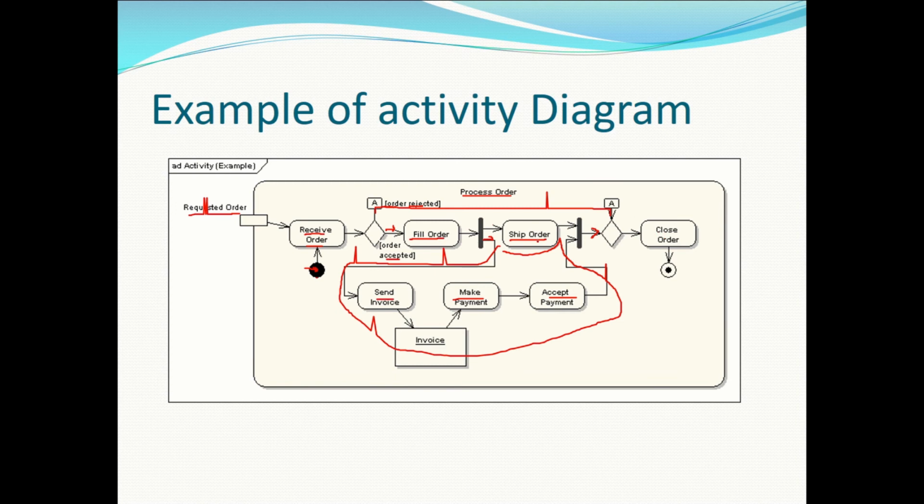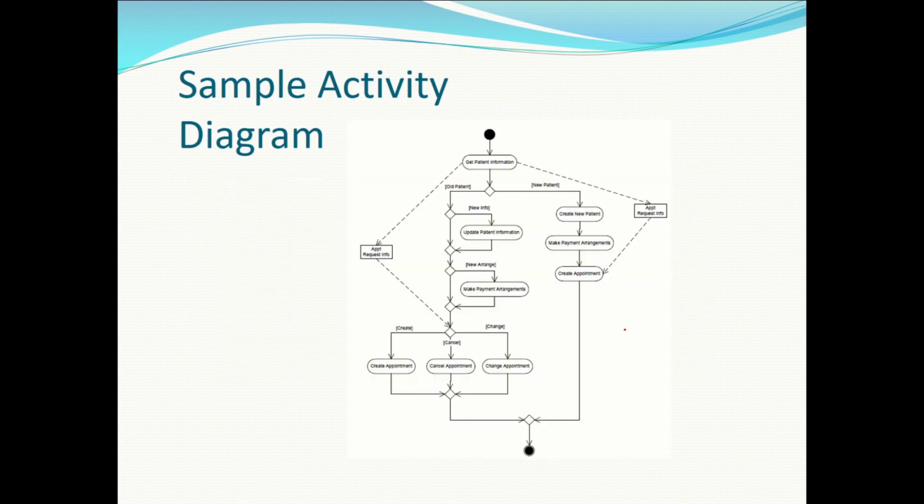If the order is accepted, we have done the fill order, we have done the ship, we have done the payment, and then we are going to close the order. This is the last process, and this is the end node. This is all right. Another example of diagrams.